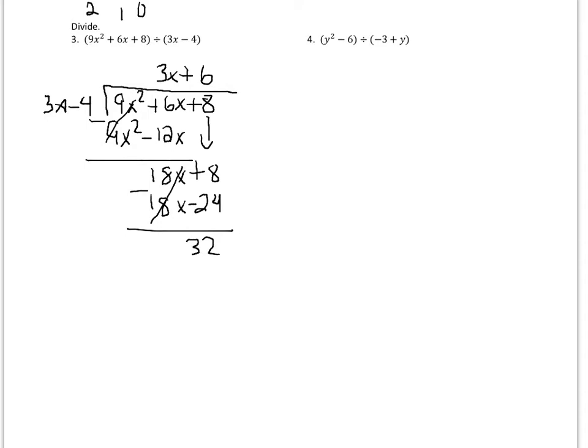When you have a remainder, if you didn't have a remainder of 0, it would just be done, 3x plus 6. But when you have a remainder, this is what we do. Bring down the 3x plus 6. You have to add the remainder, but what are we dividing this by? 3x minus 4. Okay? This is long division of polynomials.